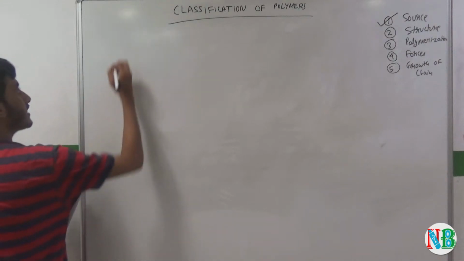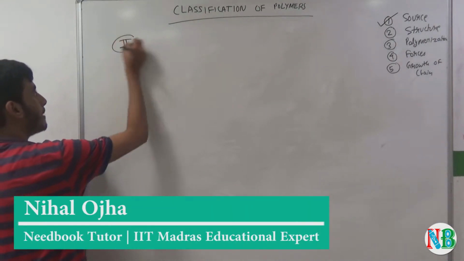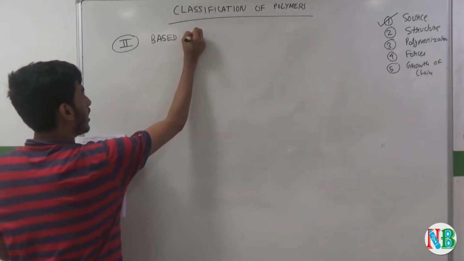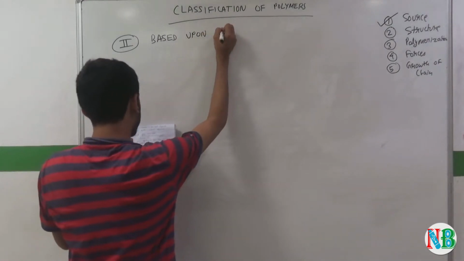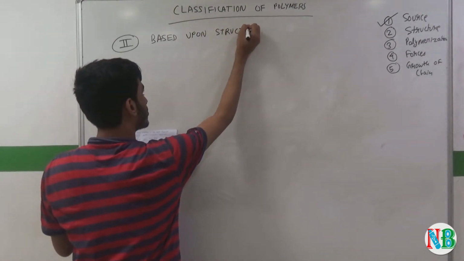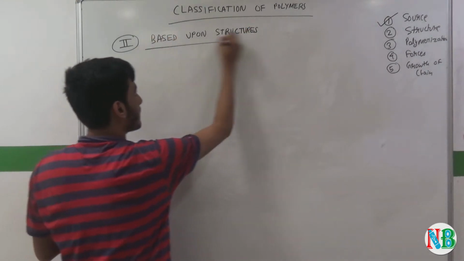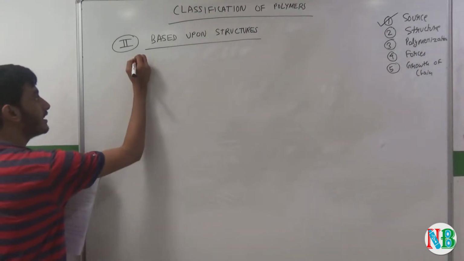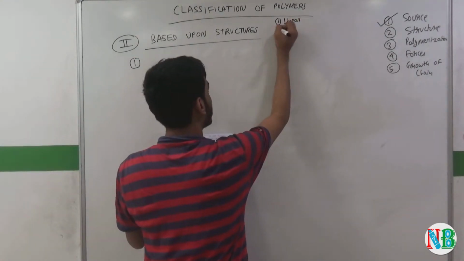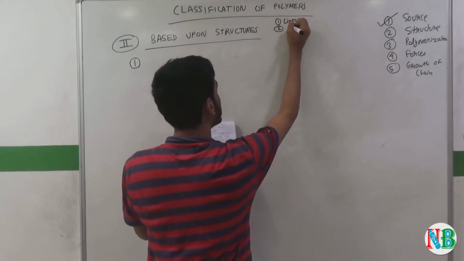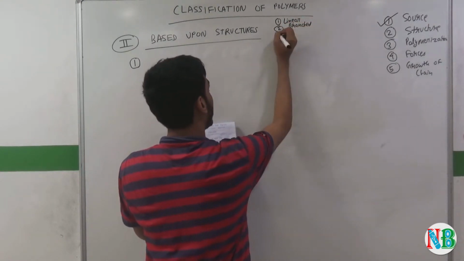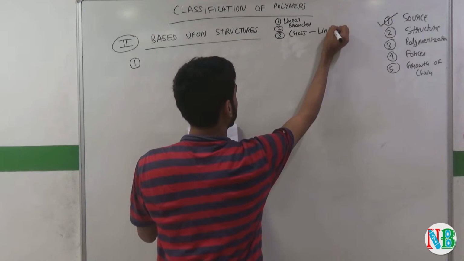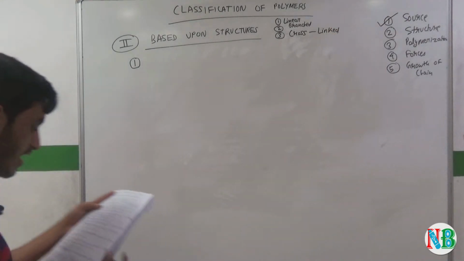The second part, the classification of polymers based upon their structures. In this section there are three types. They are linear, branched, and the third type is cross-linked. So let's learn about them one after the other.